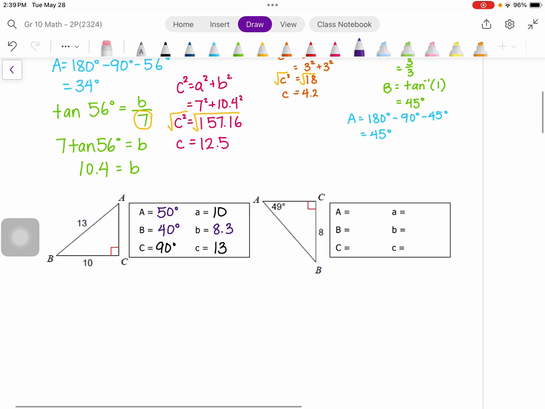And then in the next triangle, we know C is 90 degrees and A is 49 degrees. And we know that side length 8 is across from A, so a is 8. So when you solve, angle B is equal to 41 degrees, side length b is equal to 7.0, and side length c is equal to 10.6. So you can try those 2 triangles and check your answers over here.